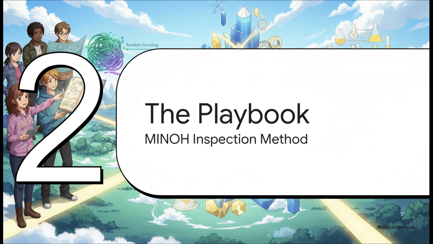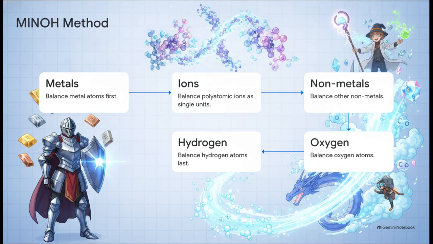That brings us to section 2, the playbook, specifically the MINO inspection method. Let's look at how this completely eliminates trial and error. The MINO method is fantastic because it gives us a foolproof hierarchy. It tells us exactly which elements to attack first. You start with the metals, then you move to intact polyatomic ions. After that, hit the other nonmetals, things like sulfur or chlorine. Finally, you balance oxygen, and you save hydrogen for the absolute last.